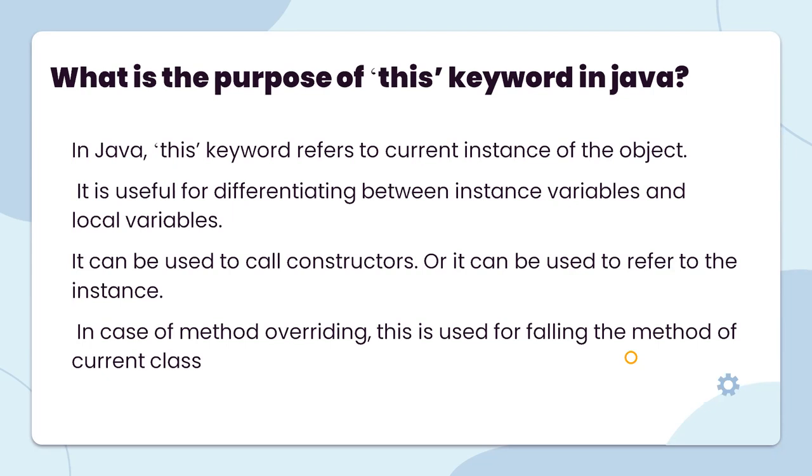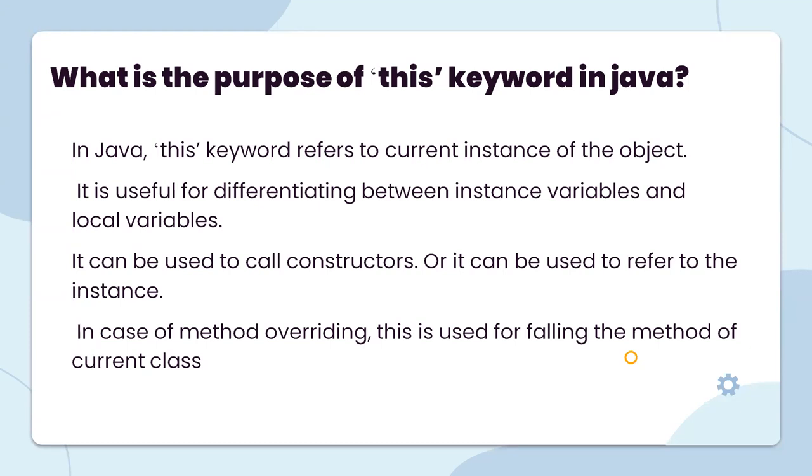What is the purpose of the this keyword in Java? If you know, give me the answer. If you don't know, that's not good. It's simply used to refer to the current instance. In Java, the this keyword refers to the current instance of the object. It is useful for differentiating between the instance variable and the local variable.